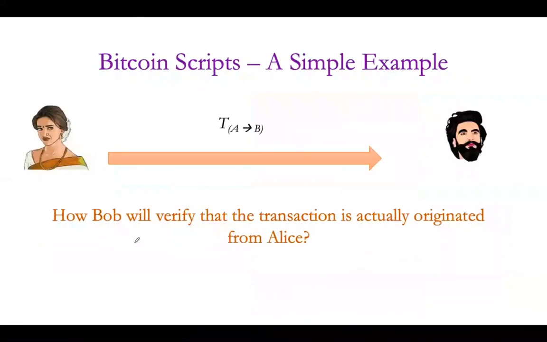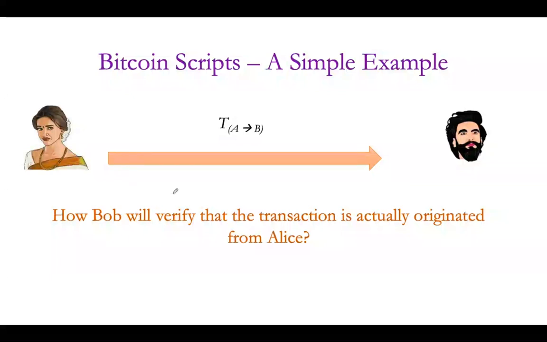In Bitcoin, they use a scripting language, or scripts, for doing the transactions. So suppose Alice wants to do a transaction with Bob, from Alice to Bob. How will Bob verify that this transaction actually originated from Alice?